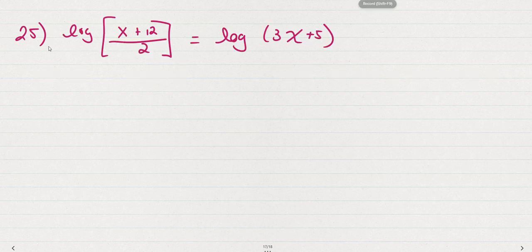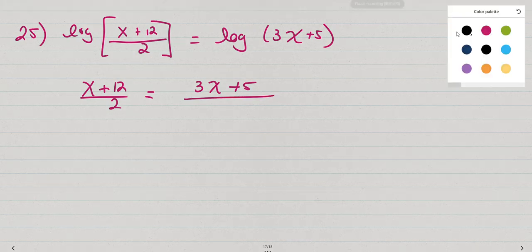So what I've got for this number 25, log of x plus 12 minus log of 2. So I could write that as a log, condensing it, log of x plus 12 divided by 2 equals log of 3x plus 5. Do you remember that? If the log of m equals the log of n, then m and n must be equal. So we could say that x plus 12 divided by 2 equals 3x plus 5.